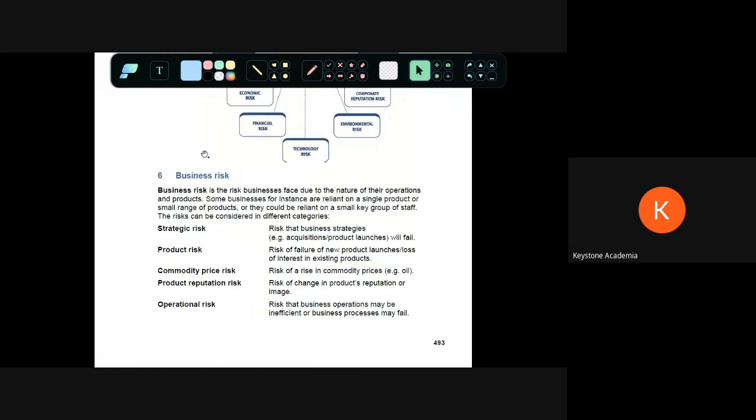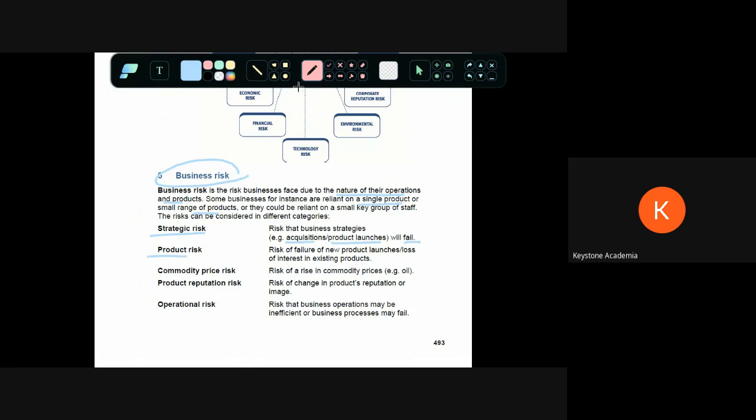First, we have business risk. Under business risk, there is the nature of operation and the product. Some businesses, for instance, are reliant on a single product or some range of products. So business risk is the risk in the operation that you're running. Strategic risk is any strategy that you are making, like an acquisition or product launches. If that fails, that is one kind of risk.